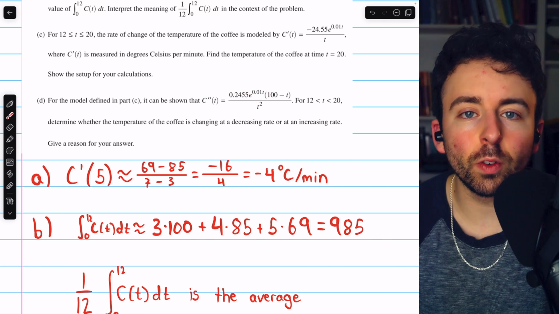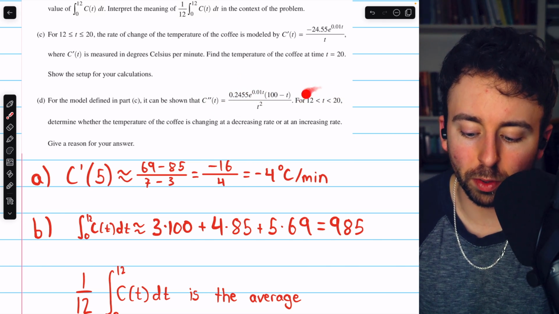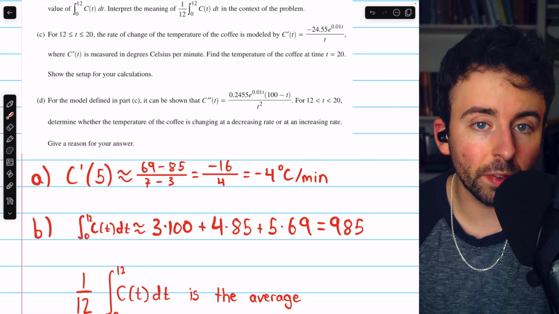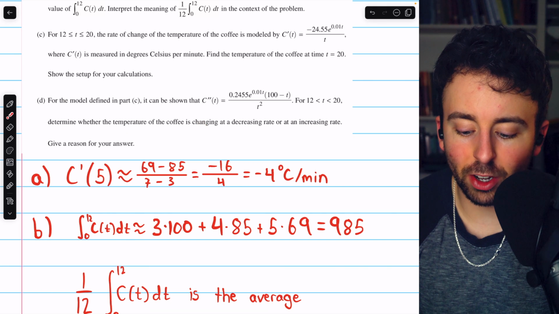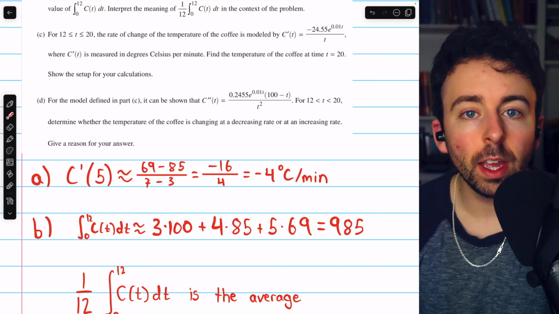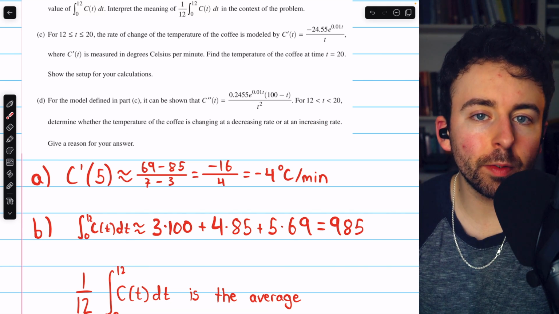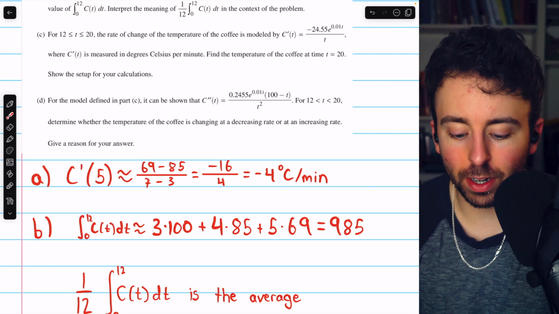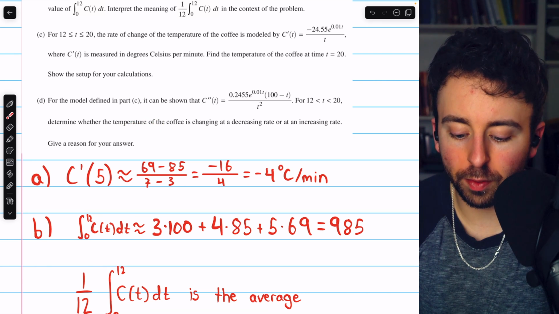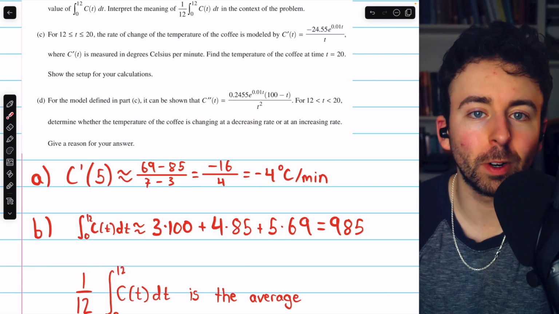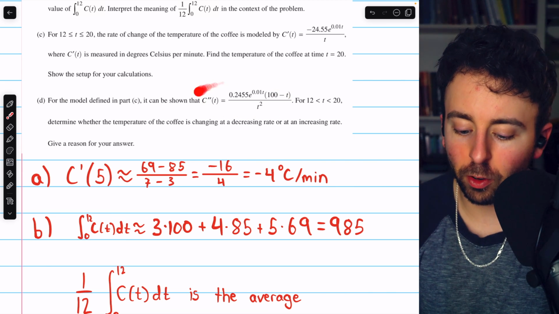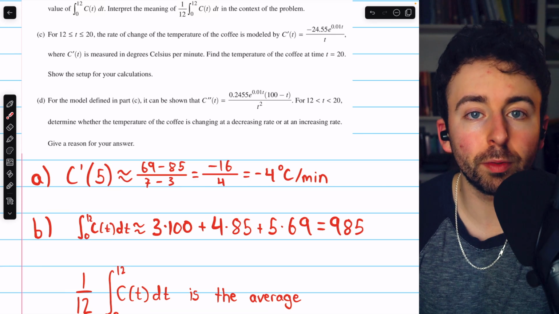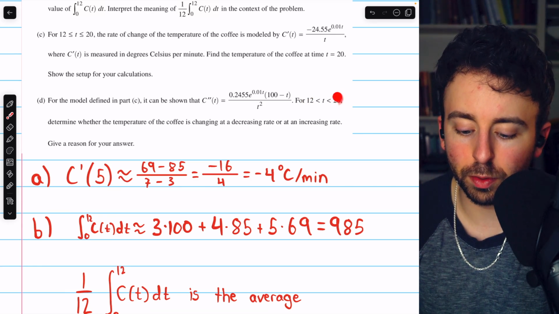So if this second derivative is positive in this interval, that means the derivative is increasing, and so the temperature would be changing at an increasing rate. If the second derivative is negative, then the first derivative is decreasing, and so the temperature of the coffee would be changing at a decreasing rate. So let's just use our graphing calculator to graph this function and see what its behavior is, positive or negative, on this interval from 12 to 20.